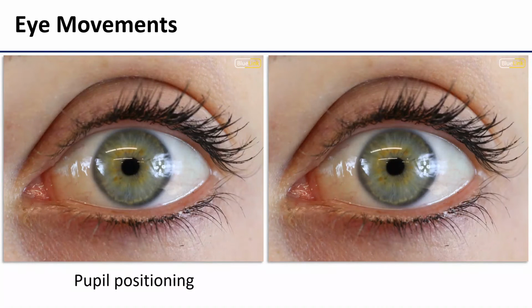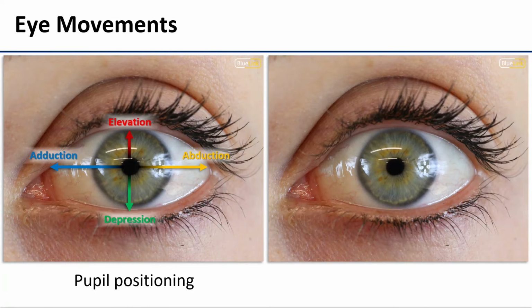So let's break things down as simply as we can. We're going to start by naming the four primary eye movements. We have elevation, depression, adduction, and abduction. We use these to describe all sorts of intermediate directions as well. So we can elevate and abduct, depress and adduct, and so forth. So these are probably familiar to you by now.